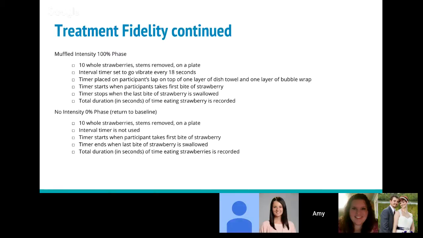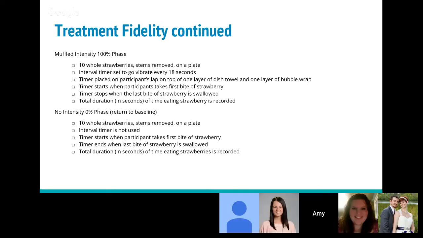For the muffled phase, 100%, 10 strawberries, the interval timer set to vibrate every 18 seconds. The timer is placed on the participant's lap on top of one layer of a dish towel and one layer of bubble wrap. It starts with the first bite of strawberry and then ends when the last bite of strawberry is swallowed, and duration is in seconds.